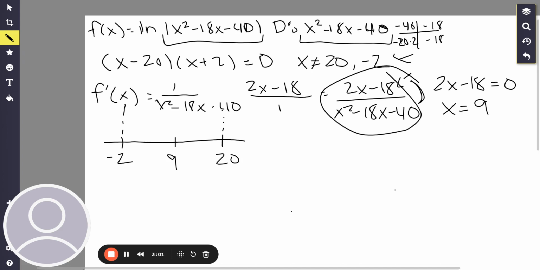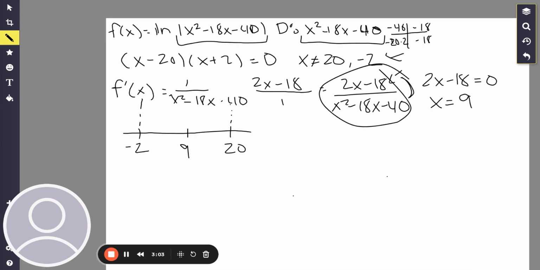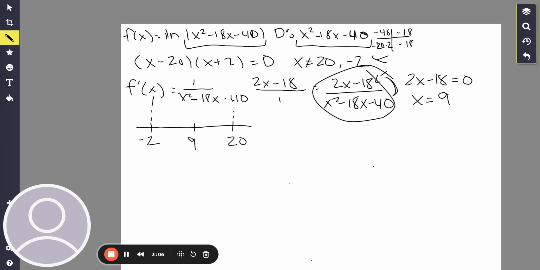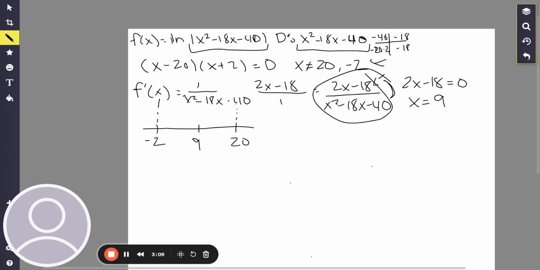So now we have almost everything we need. First, we need to figure out if it's positive or negative in between these intervals. So I'm going to take an interval that's lower than negative 2, so negative 3, and plug it back into this original equation. When I do that, I get a negative number. You don't have to know the exact number, just whether it's negative or positive. I'm going to plug in something in between negative 2 and 9, so 0 is probably the easiest, and I get a positive number. Something in between 9 and 20, so 10, negative, and then between 20 and infinity, so 21, and it's positive.